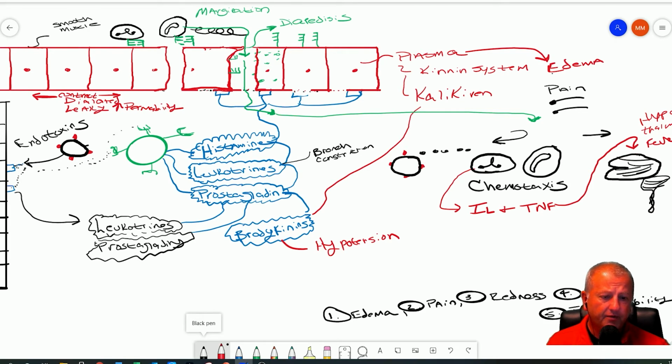And then there's one other thing that these guys are going to do. They're going to come over here. This is supposed to be a bone. Into the bone marrow. Okay. They're going to come down here and signal the bone marrow to do what?